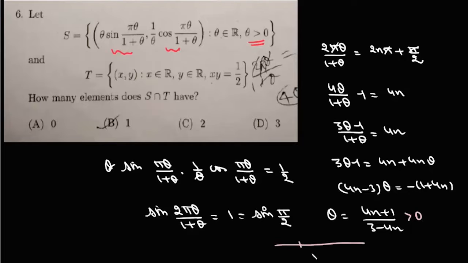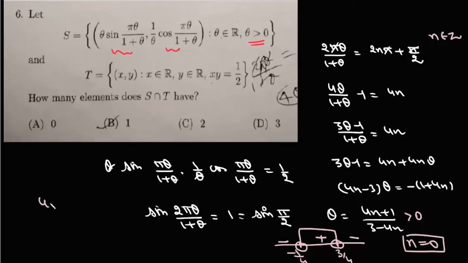Now we put critical points on the number line. So this is minus 1 by 4, and here it is 3 by 4. Rightmost is minus. So this is minus, plus and minus. We need plus. Now this n must be an integer. So the only integral value here we have is n equals 0. So the only solution we'll have here is when the value of n is 0. And if we put n as 0, we'll get 4 theta equals 1 plus theta, or theta is 1 by 3. So there is only one value of theta, and that's your option B.